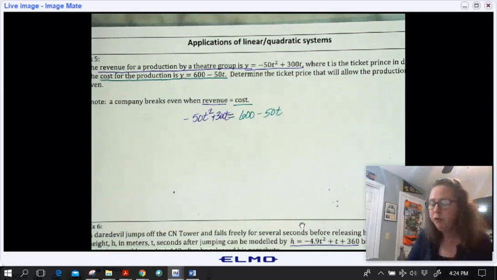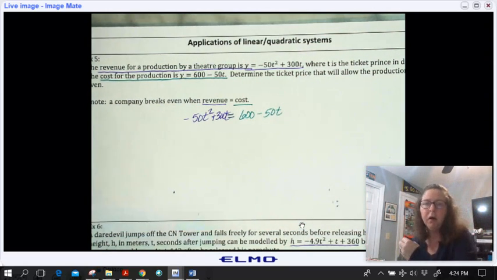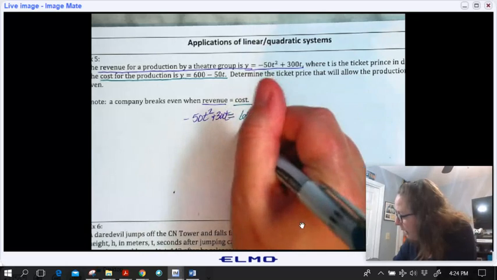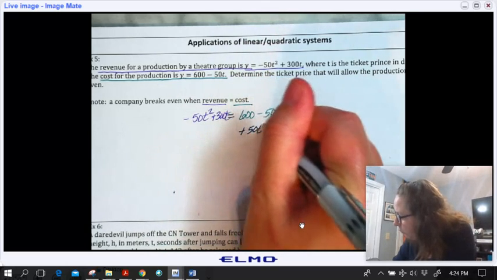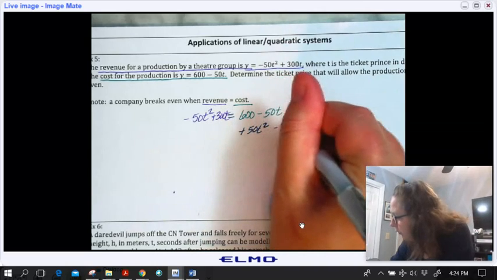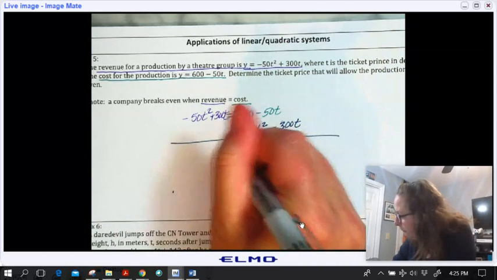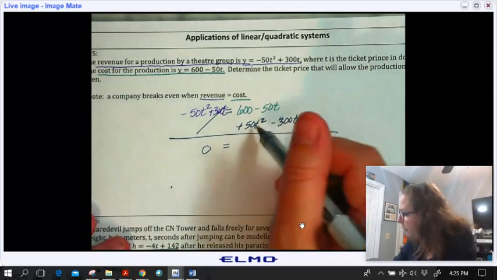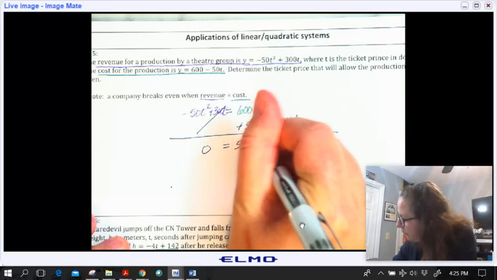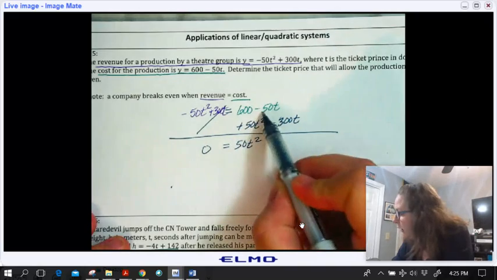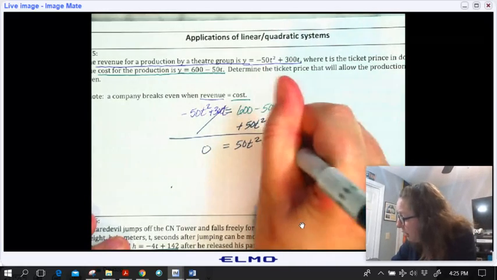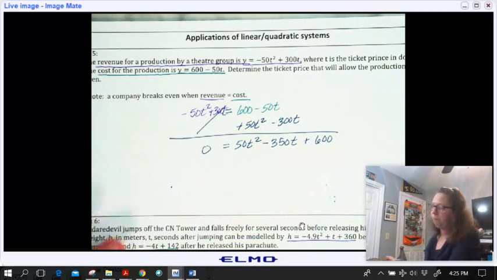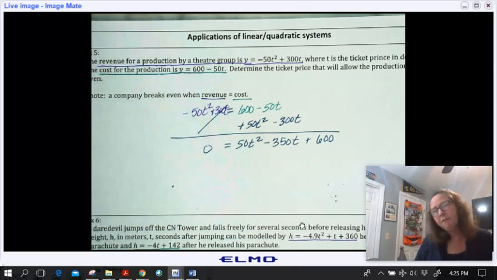Okay, so what I want to do right now is I want to move everything all to one side of the equal sign. So let's, to both sides, I'm going to add 50t squared and subtract 300t. And now that side equals 0. And let's write our new function. So 50t squared, negative 300 and negative 50 is negative 350t plus 600. Okay, so I'm ready to factor this.